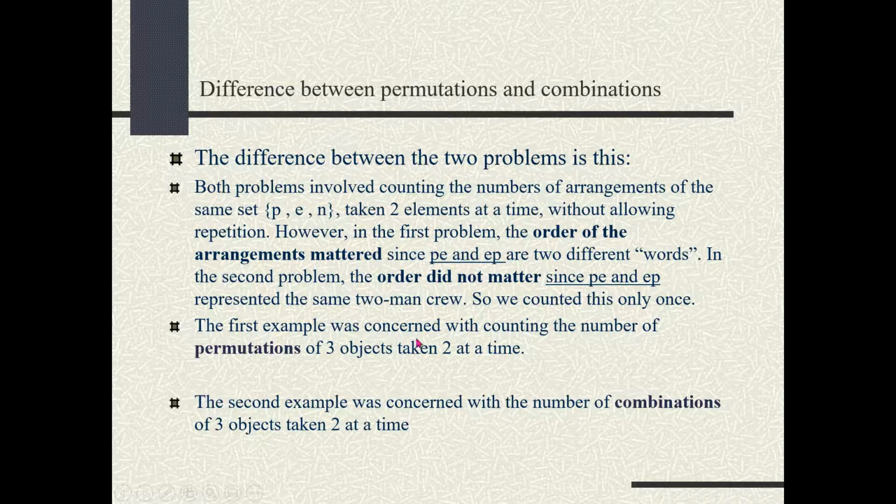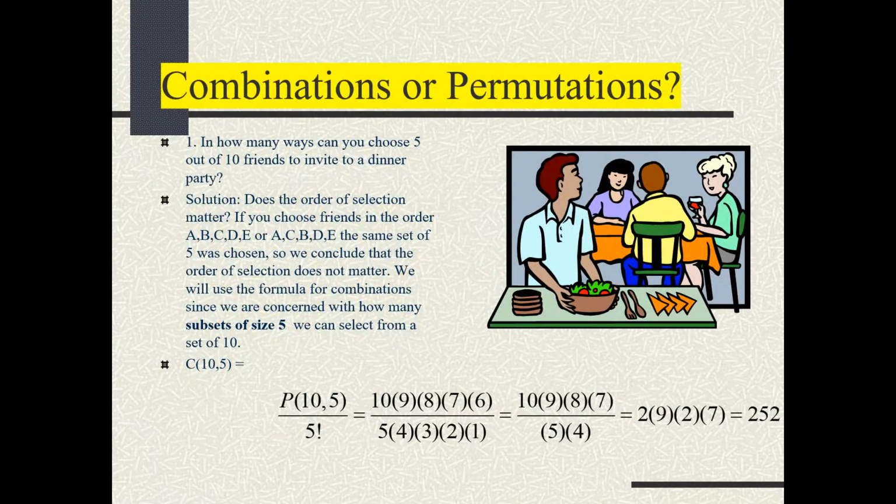So the first example was concerned with counting the number of permutations of 3 objects taken 2 at a time. The second example was concerned with the number of combinations of 3 objects taken 2 at a time. So I hope that this makes clear the difference between permutations and combinations. I will do some further examples to strengthen your concepts.